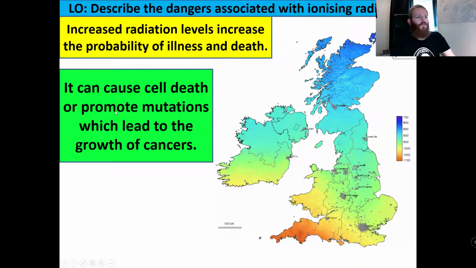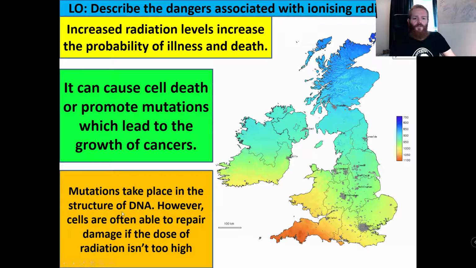It can cause cell death or promote mutations which lead to the growth of cancers, which we'll talk about a bit more in a second. But the idea is the cells in your body absorb one of the types of ionising radiation, and that can cause a mutation, and then that could end up doing one of a few different things. Okay, so again, that is something for another lesson. I just want you to be aware of it in the meantime, though.